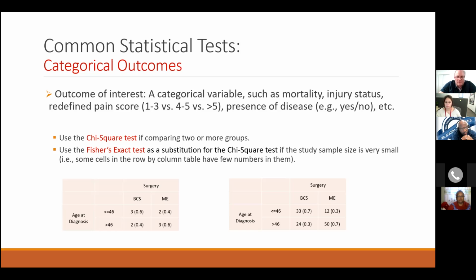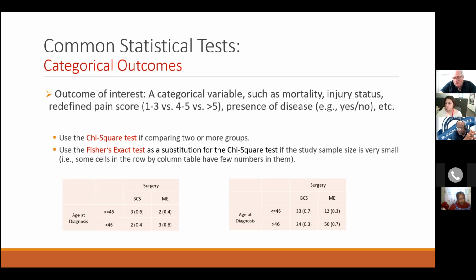Again, these are just names to be aware of. If I wanted to compare more than 2 groups, the chi-square test is typically used. Fisher's exact test is also used in this setting, but when you have really small numbers. If you look down at the tables below, age of diagnosis on the left has been broken into 2 categories, less than 46, more than 46. Then I'm looking at surgery. I think this is breast conservation surgery versus maybe mastectomy, I can't remember, but 2 different types of surgery. What a chi-square test will do is simply say, if you're in the less than 46 group, are you more likely to have 1 surgery versus not, things like that.